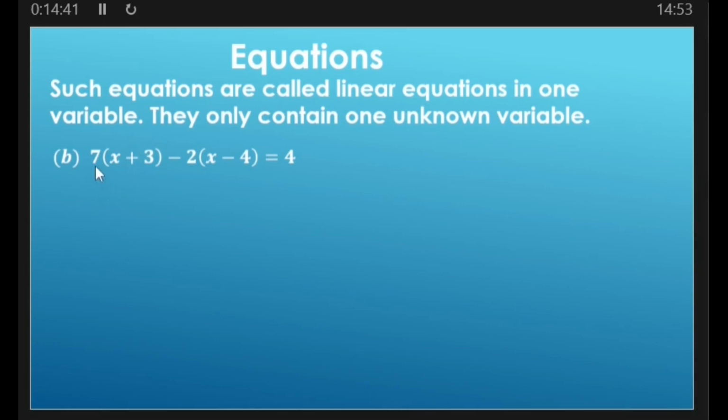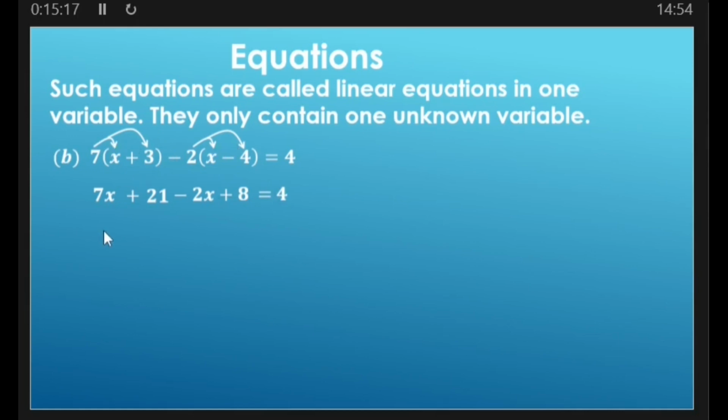Like here, we have to do 7 times x, which will be 7x, then 7 times 3, which will be positive 21. All right, so then also here we have to do negative 2 times x, which will be negative 2x. Then we also have to do negative 2 times negative 4, which will give us positive 8. Then we'll say equals 4. So we have cleared out the brackets here.